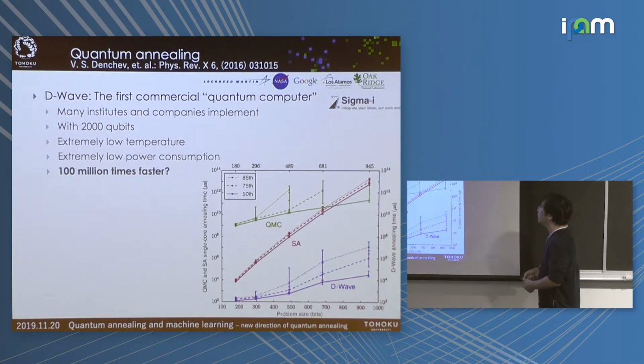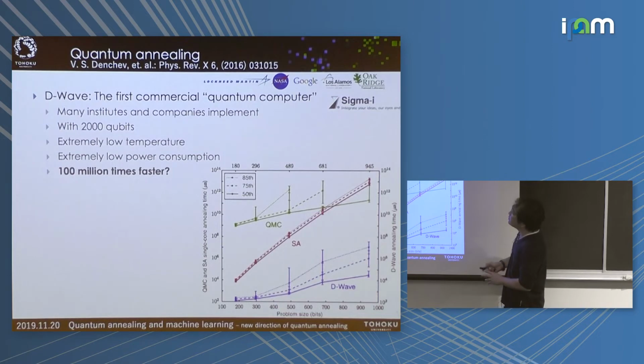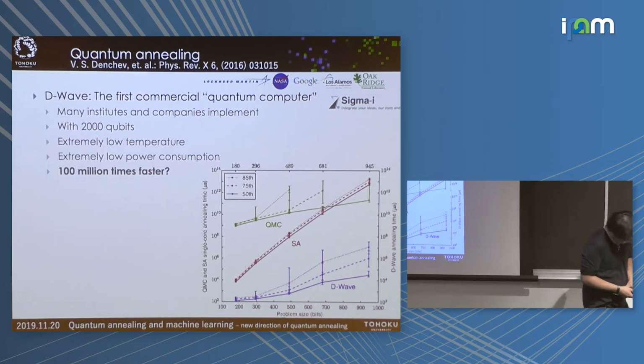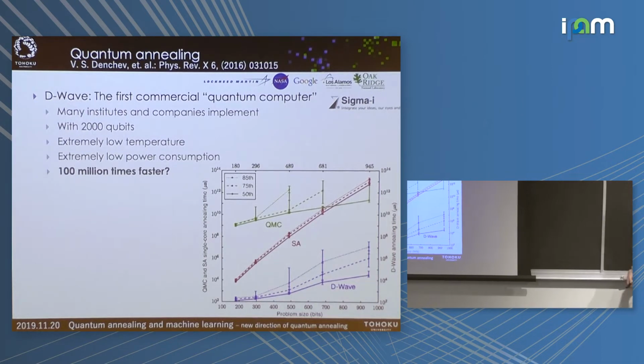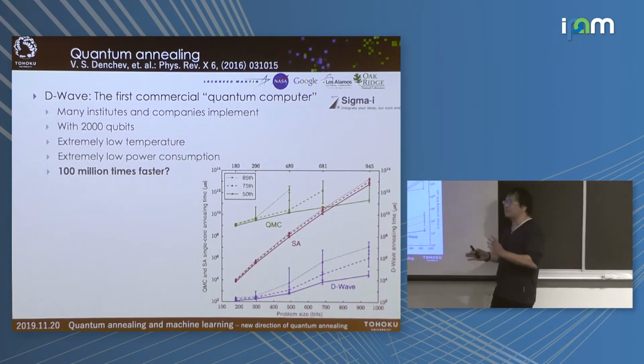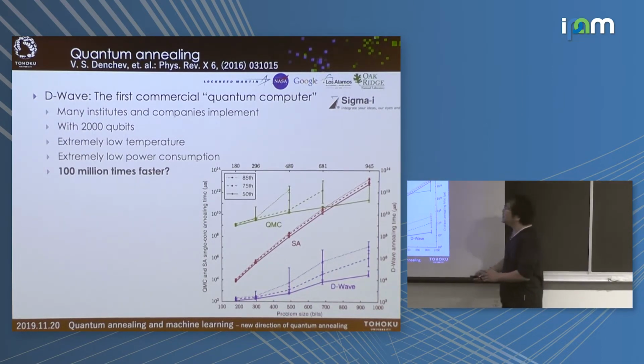So therefore, the time for solving the optimization problems is extremely down. 100 million times faster, they reported. But this is one of the benchmarks. So NASA and Google chose some good problem for the quantum annealing. So therefore, there were some findings of beating the digital computers by the quantum annealer.